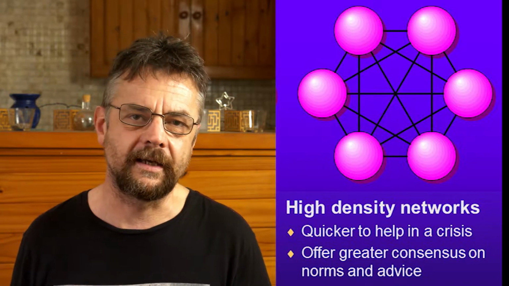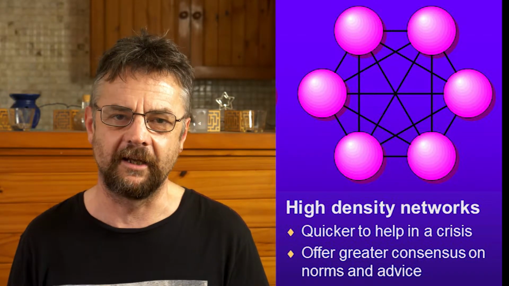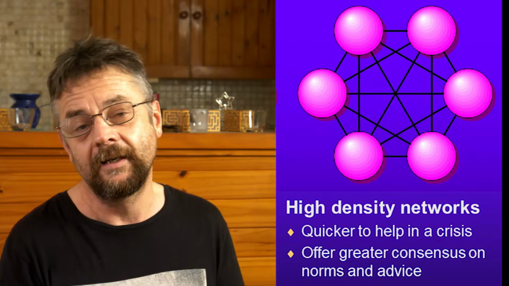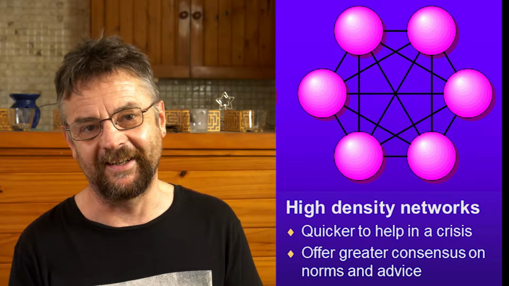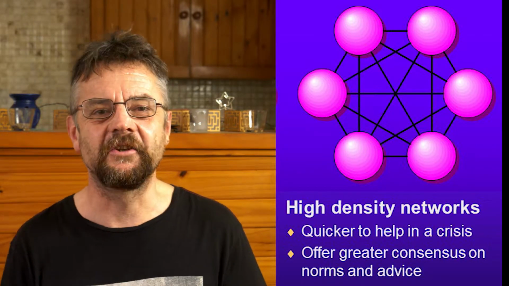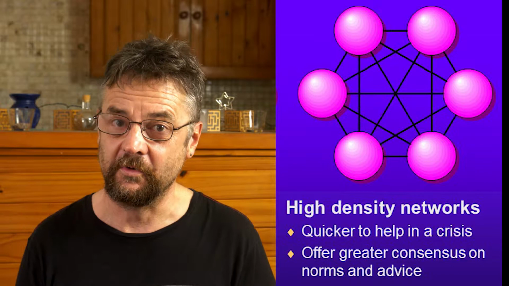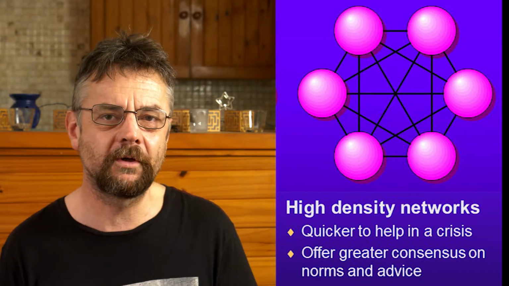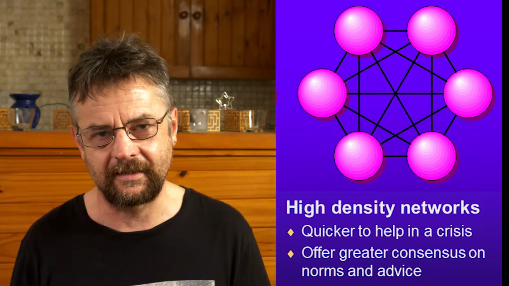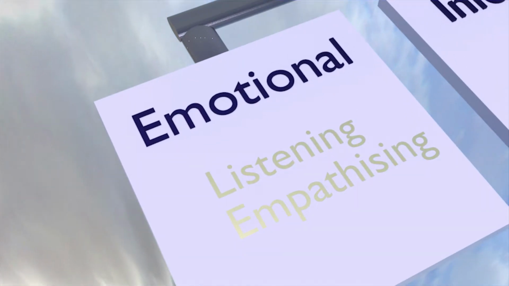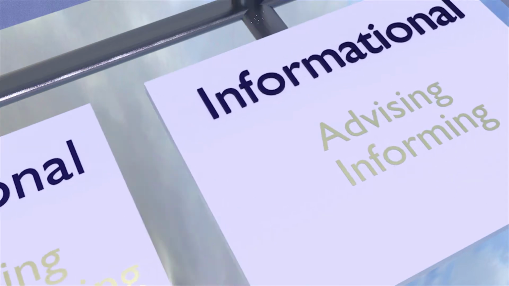Now, the only drawback here is when you're not in a crisis, you don't need help, and say over the weekend you do something silly in front of one of your friends, and by Monday everyone knows about it. That news travels fast. So sometimes you don't want news to travel fast. So what we're looking at here, just as in the last example with the low density network, is a type of information, a type of social support called informational support.